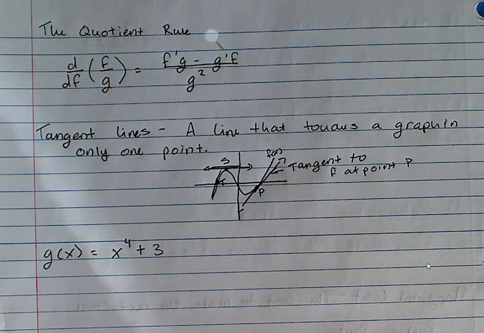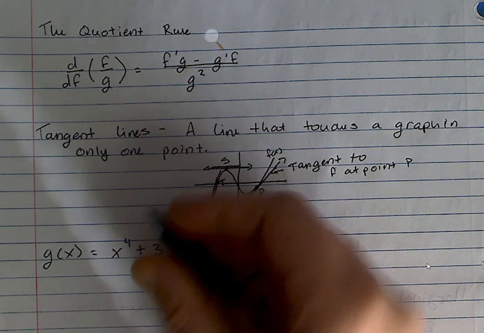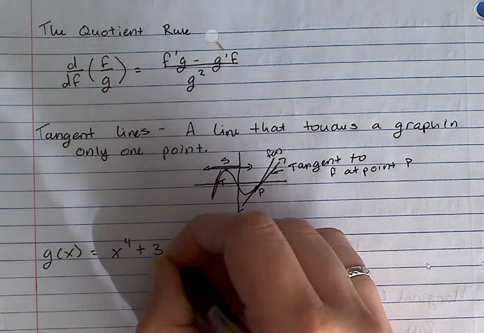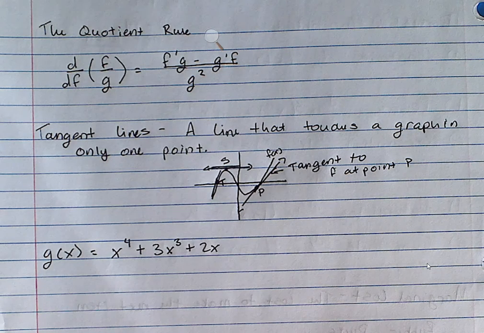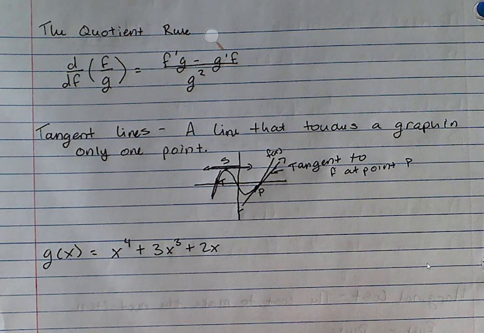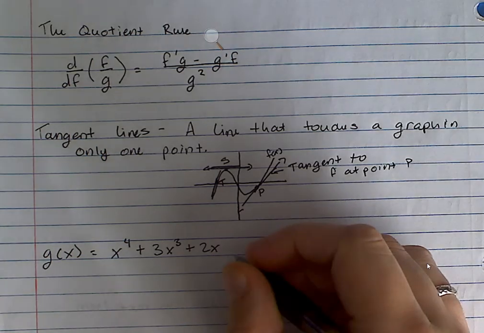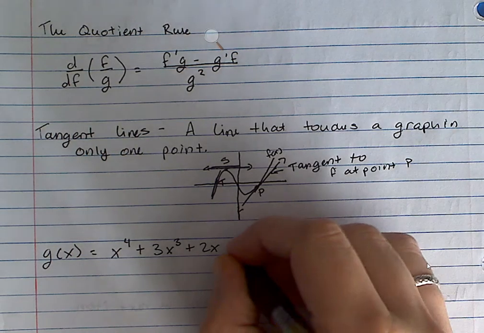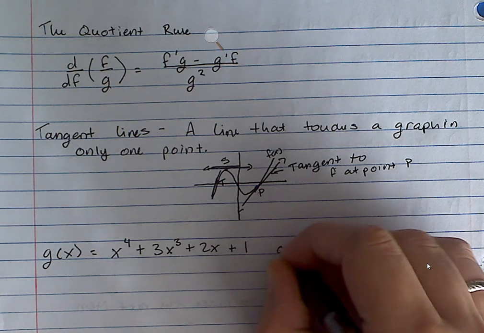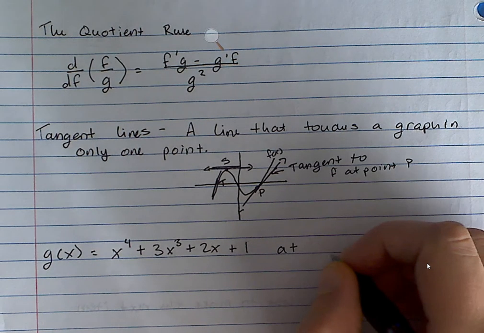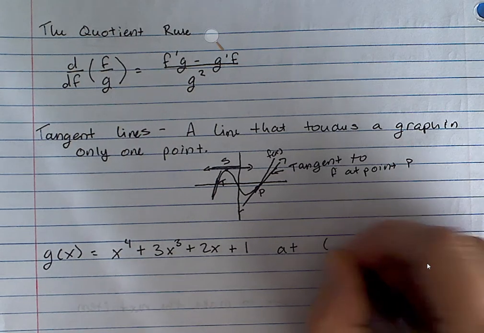All right, so let's look at g of x. We'll say g of x is x to the fourth plus 3x to the third plus 2x. And, oh geez, I gotta think for this for a second. My brain is fried. Let's do plus 1. And we want to find the line that is tangent at 1.